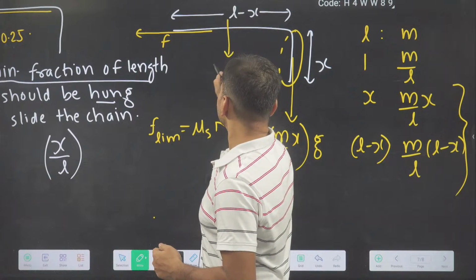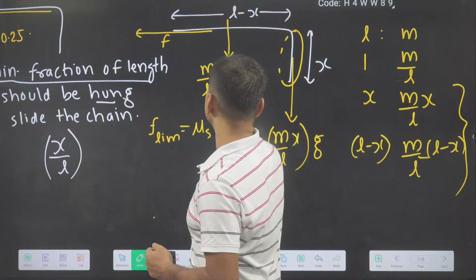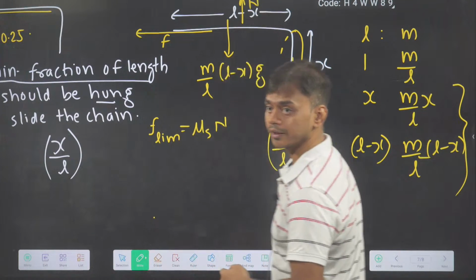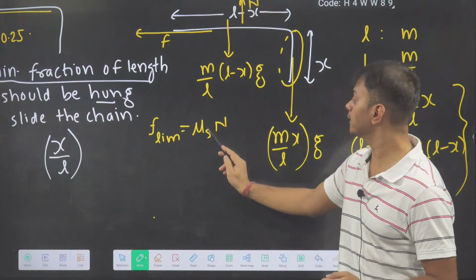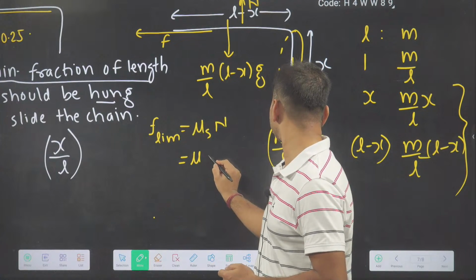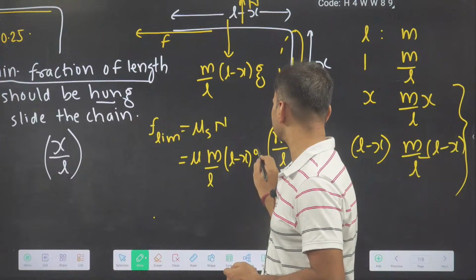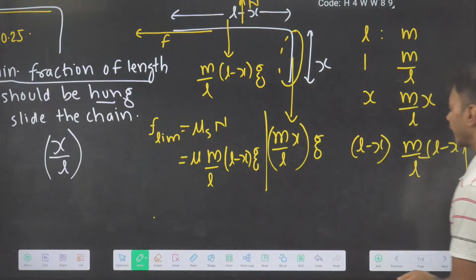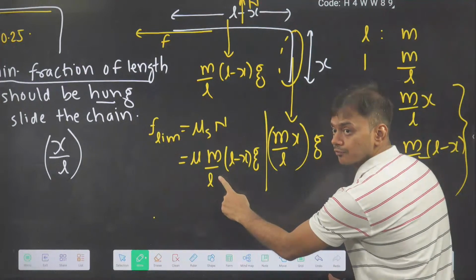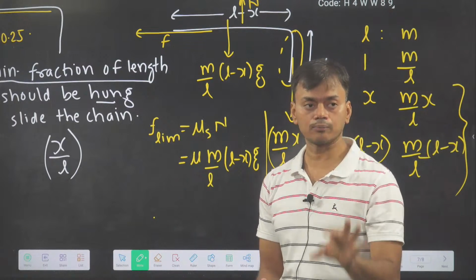And see, the mass of the portion on the table is m by L into L minus x. This mass into g is the weight, and the normal reaction is equal to that. So for static friction, the maximum value is mu s into N, which is mu s into m by L into L minus x into g. Now I have both quantities. This is the driving force, m by L x g. This is the maximum value of the opposing force, and the driving force must be equal to it for the motion to just start.